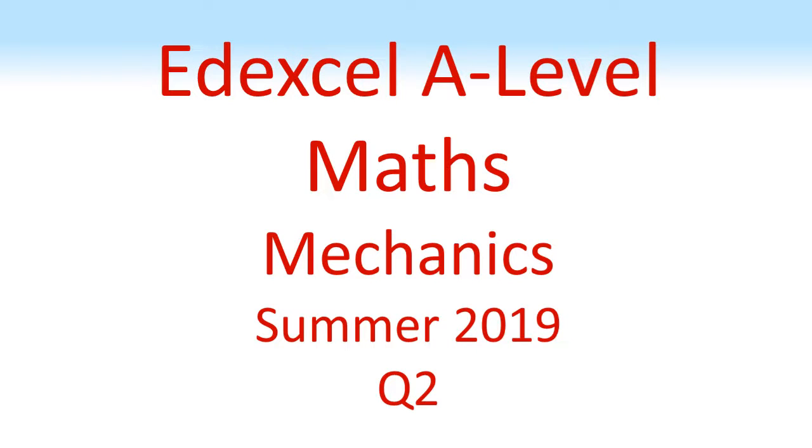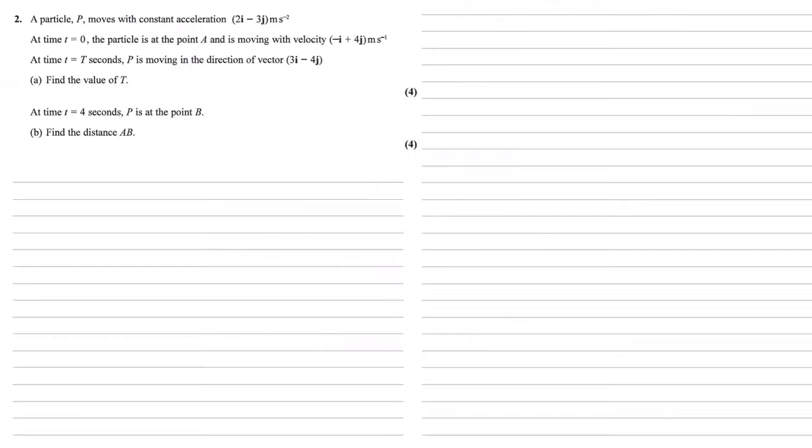Edexcel A-Level Maths, Mechanics, Summer 2019, Question 2. A particle P moves with constant acceleration 2i minus 3j meters per second squared. At time t equals 0, the particle is at the point A and is moving with velocity minus i plus 4j meters per second. At time t equals capital T seconds, P is moving in the direction of vector 3i minus 4j. For part a, we need to find the value of T.